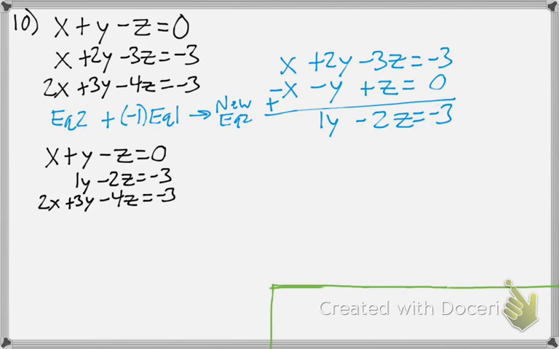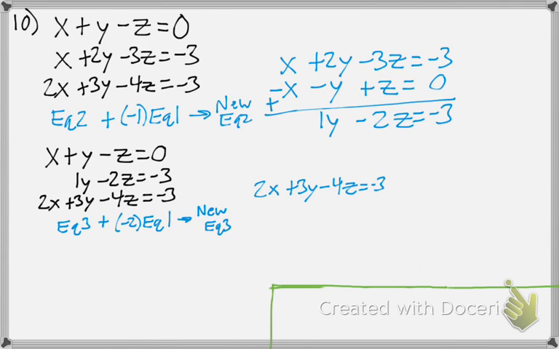Okay, so then my next step is I want to get rid of the 2x in the third equation. So I want to take the equation 3 and then add a -2 times equation 1, and that'll be my new equation 3. So that's 2x plus 3y minus 4z is equal to -3, and -2x minus 2y plus 2z is equal to 0.